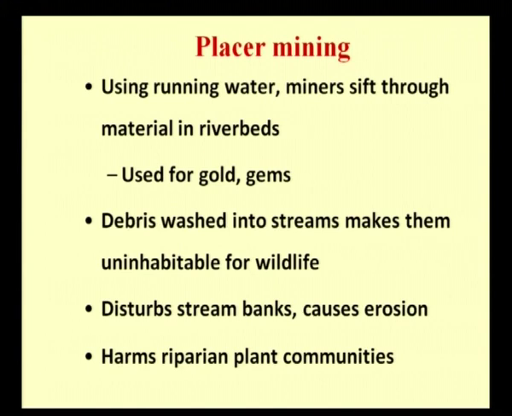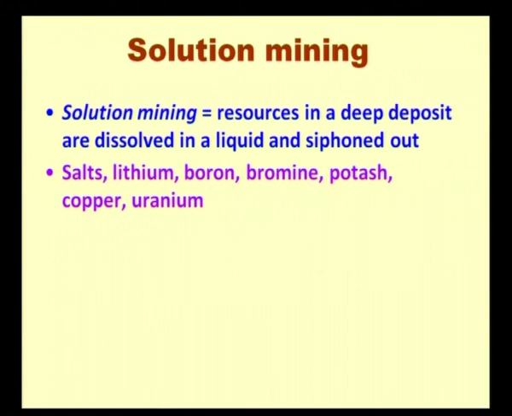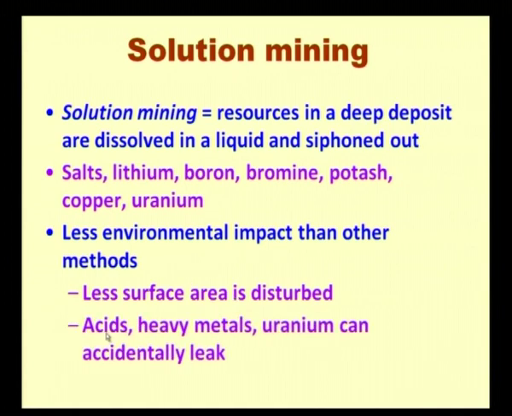And so, this is placer mining, and then comes solution mining. The resources in a deep deposit are dissolved in a liquid and siphoned out, and salts, lithium, boron, bromine, potash, copper and uranium are extracted by this method. It has less environmental impact than the other methods, and less surface area is disturbed. Acids, heavy metals and uranium can accidentally leak. So, that is one problem.